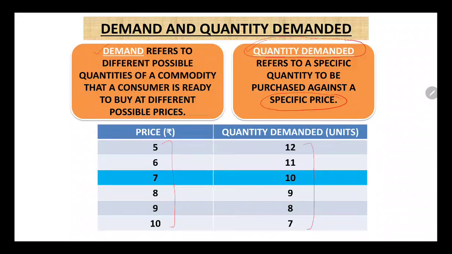Let's say, I'll say that at price 7, my quantity demanded is 10 units. At price 8, my quantity demanded is 9 units. So I am setting my specific price and accordingly I am determining my quantity demanded. And when we talk about demand, we say that these are the various prices and these are the demand for these particular respective prices. Clear?